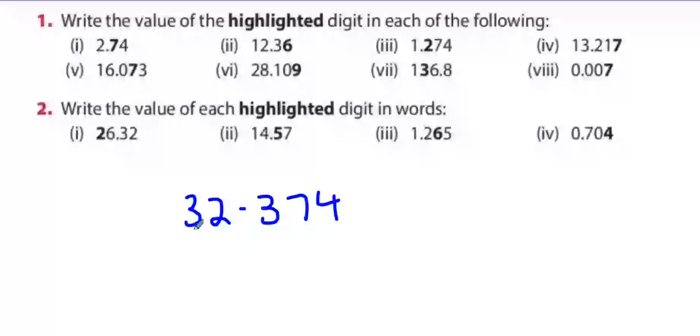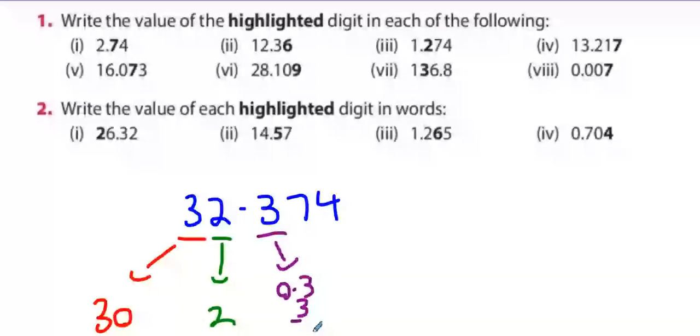Y'all looking? This 3 is worth what? What's that 3 worth? 30. What's this 2 worth? 2. What is this 3 worth? 0.3 or 3 over 10. Ever see that? Now, what's this 7 worth? Otherwise known as 7 over 100.